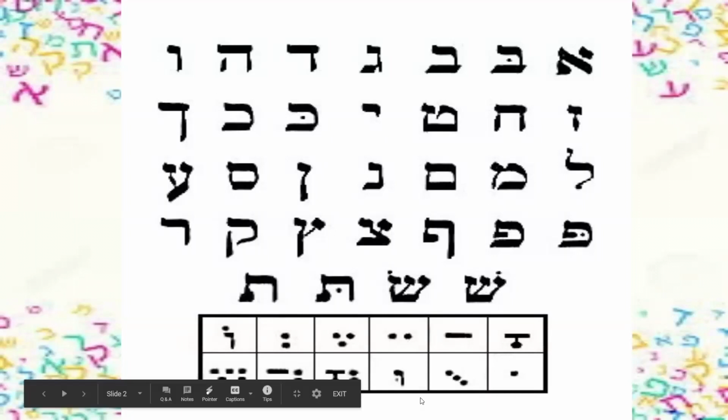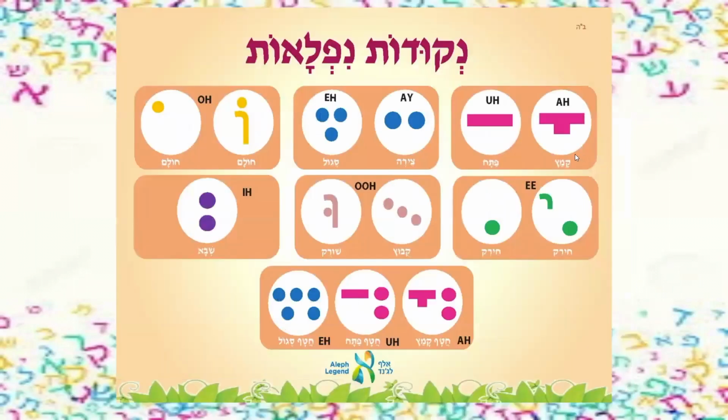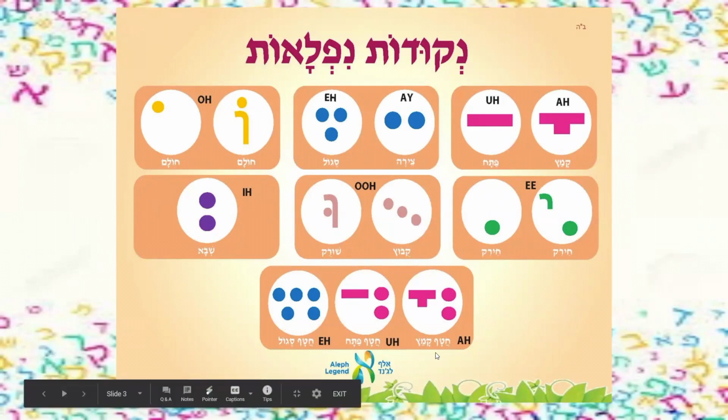Our vowels here at the bottom. A, A, silent here. O, E, U, A, E. A, A, O, E, U, silent or I, A, E.